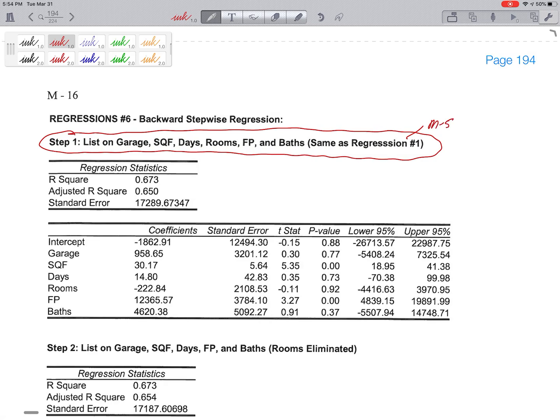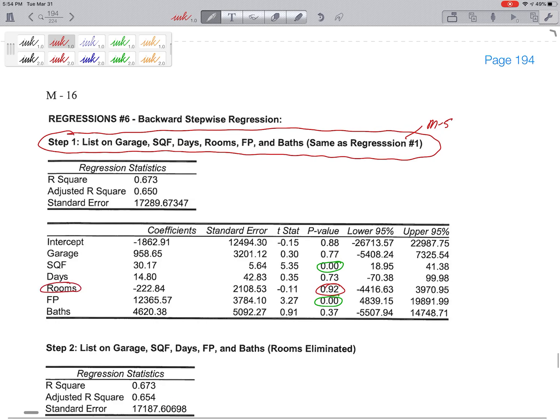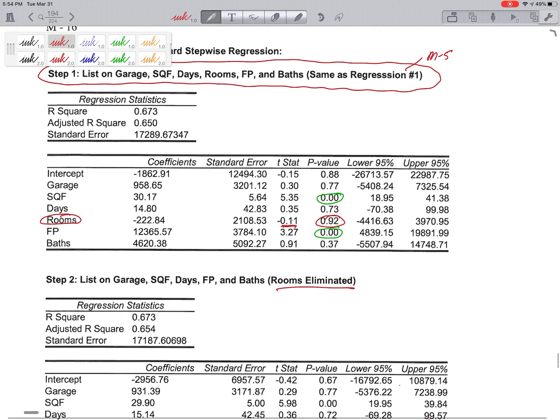So we've seen this output before. And we concentrated before on these guys, which were the important variables, square footage and fireplaces. But in a backwards stepwise procedure here, we're actually looking at which is the most insignificant variable. This guy, rooms. It's got the highest p-value. It's got the t-star, which is closest to 0. And so that's the most insignificant variable. So we're going to eliminate it in the next step.